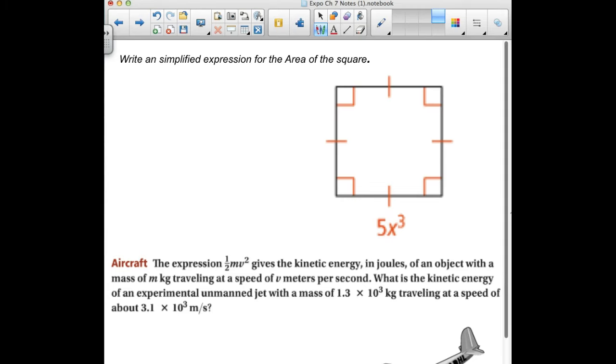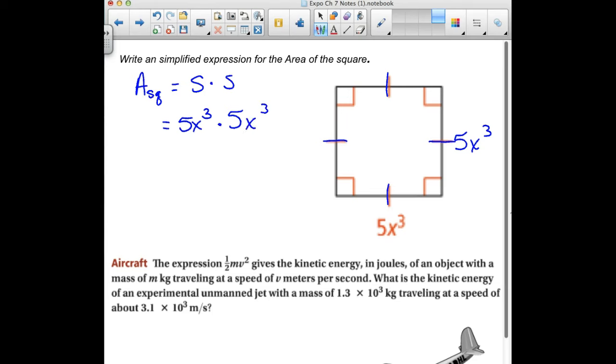All right, our next example. It says write a simplified expression for the area of the square. Now notice these tick marks. That implies that all sides are the same length. So when we look at this square, we have one side that's 5x cubed. This side would also be 5x cubed. And when you find the area of a square, you are taking side times side. So we have 5x cubed times 5x cubed.